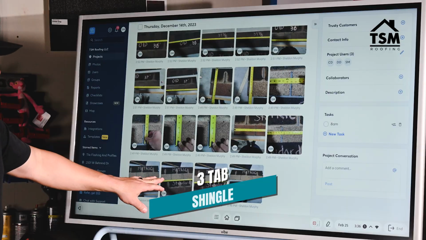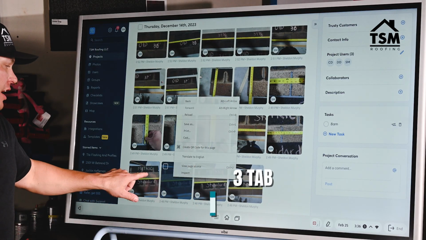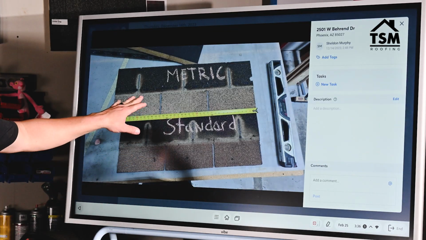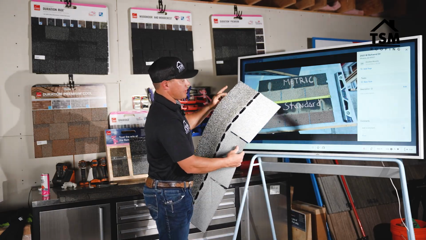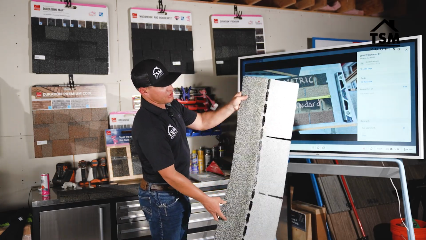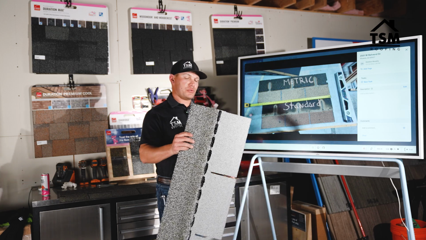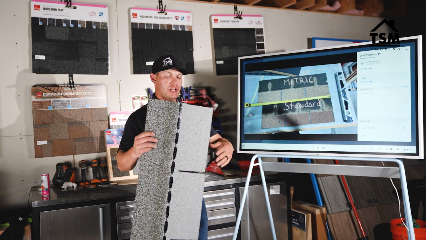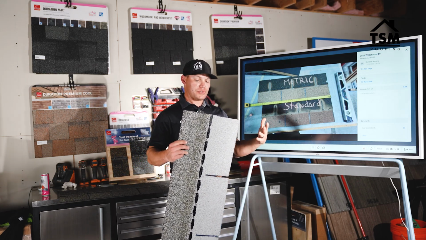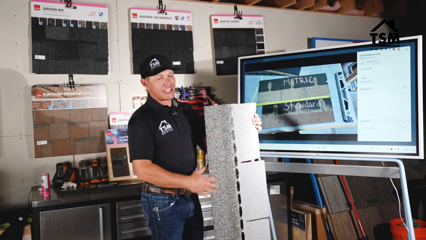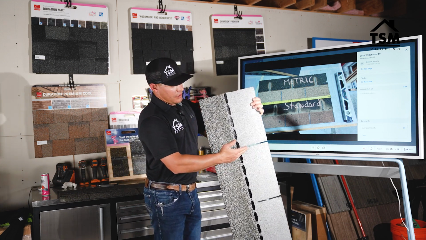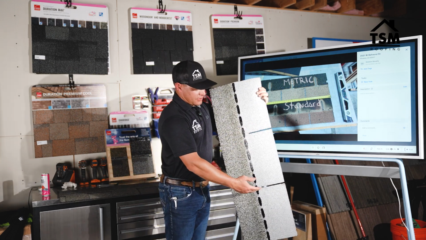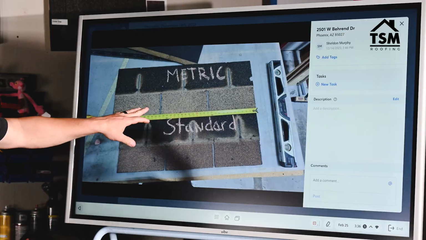3-tab shingles are flat. They have 3 tabs on them, pretty obvious with the way that they look. This is what I would consider a strip shingle, so this is all one shingle. Traditionally, when shingles first came about, they were made in a strip. Now, a 3-tab does have the cutouts in it, which gives it a very distinct feature.